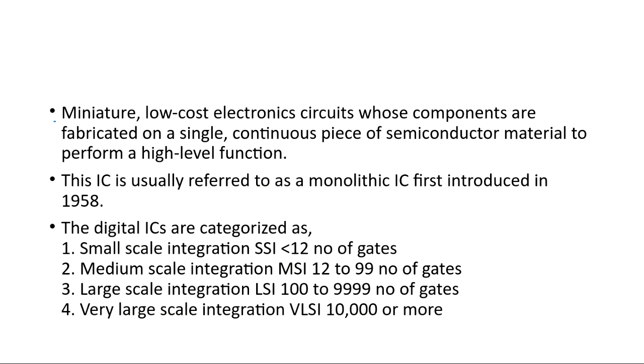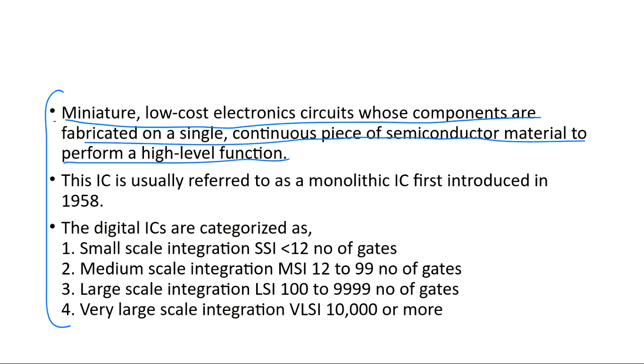Okay, so these are the details of the development stages. The miniature low-cost electronic circuit whose components are fabricated on a single continuous piece of semiconductor material to perform a high-level function. What is this all about? This is about IC manufacturing. The IC is usually referred to as the monolithic IC, first introduced in 1958. IC is nothing new, it's very old. As you can see, in 1958, the first concept was launched.